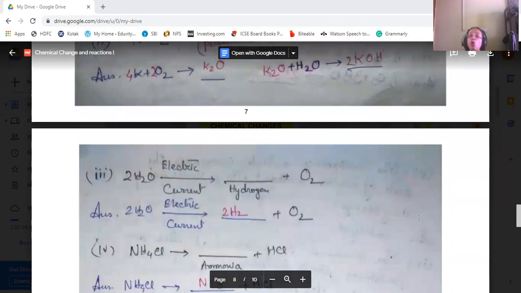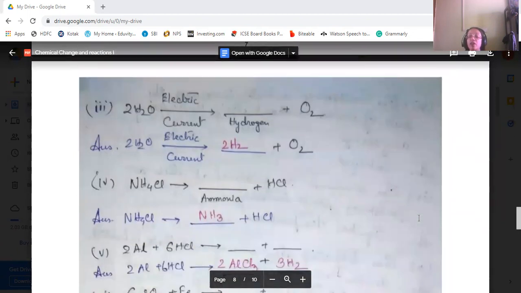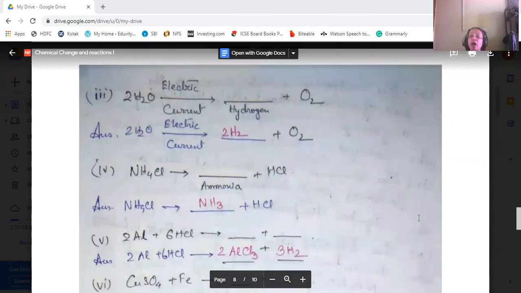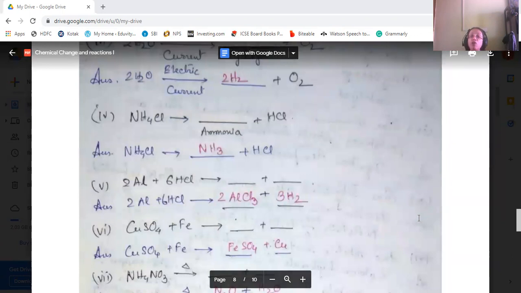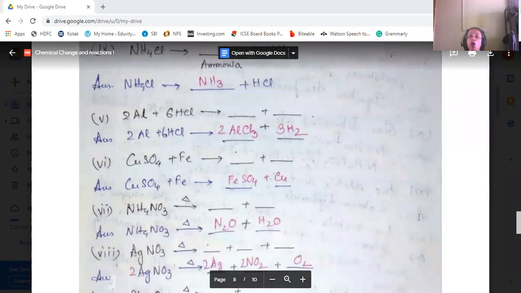Then 2H2O, when electric current is passed through, forms 2H2 plus O2, an electrolytic reaction: electrolysis of water to form hydrogen and oxygen. Ammonium chloride decomposes to form ammonia and hydrogen chloride gas. Aluminium combines with HCl: 2Al plus 6HCl forms 2AlCl3 plus 3H2. Copper sulfate plus iron forms FeSO4, that is iron displaces copper, forming ferrous sulfate and copper.